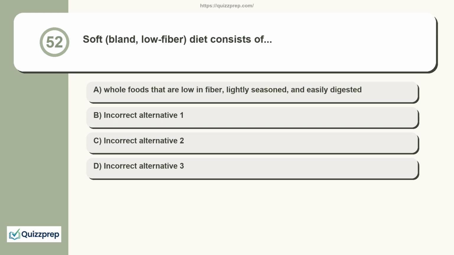Question 52. Soft, bland, low-fiber diet consists of whole foods that are low in fiber, lightly seasoned, and easily digested.